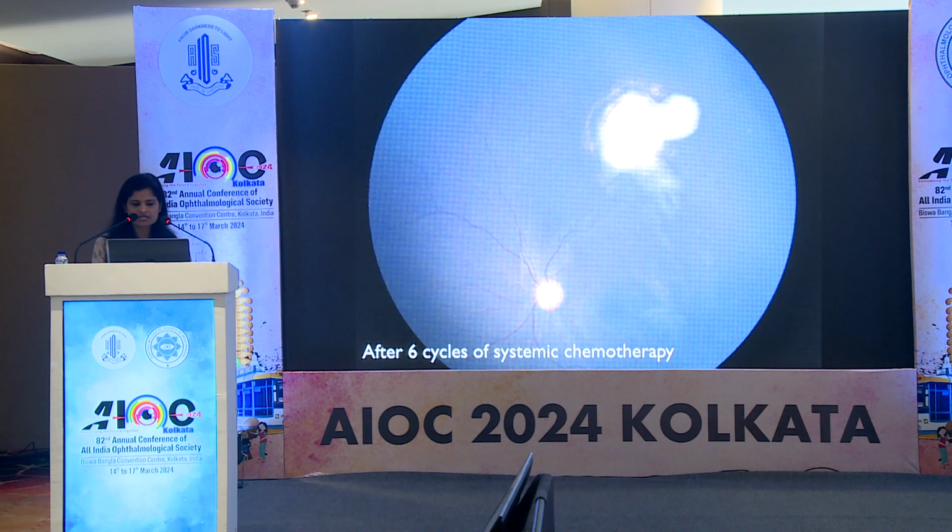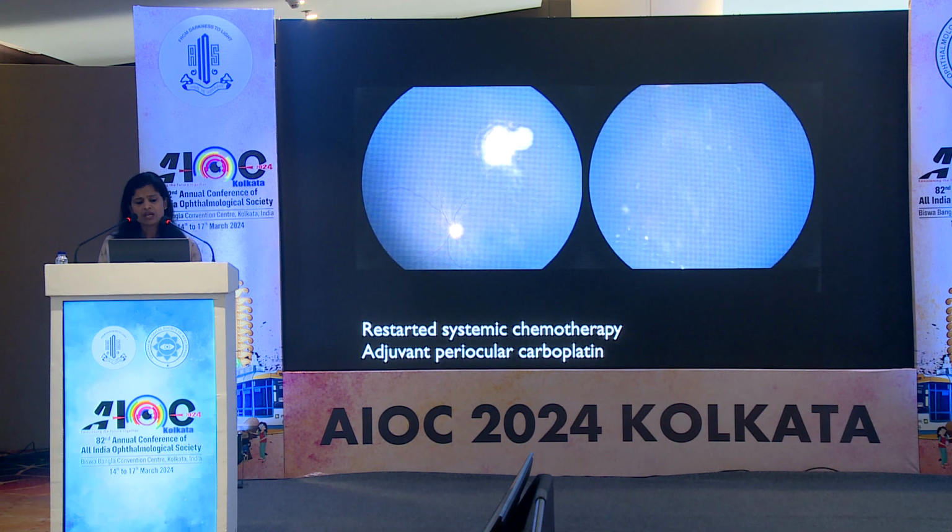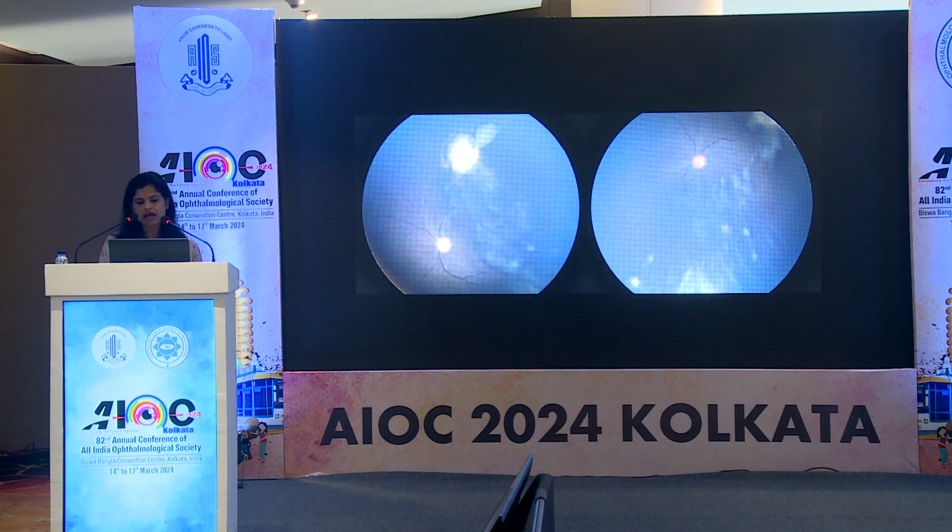This again is one of the first cases that we had treated, where this child developed vitreous seeds after 6 cycles of intravenous chemotherapy. You can see that there are multiple vitreous seeds present, not just adjacent to the tumor, but in the entire vitreous cavity. Now for this patient, because intravitreal chemotherapy was something we had just started doing, we thought we would first start with periocular carboplatin, and we gave periocular carboplatin for this patient. But as you can see, it didn't respond very well.